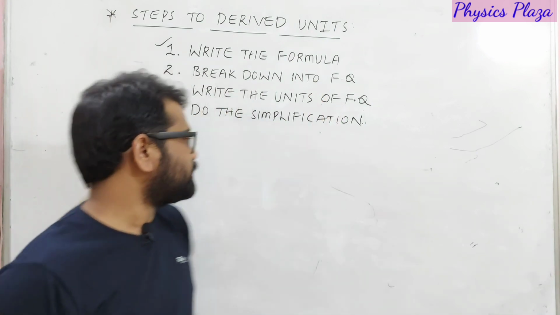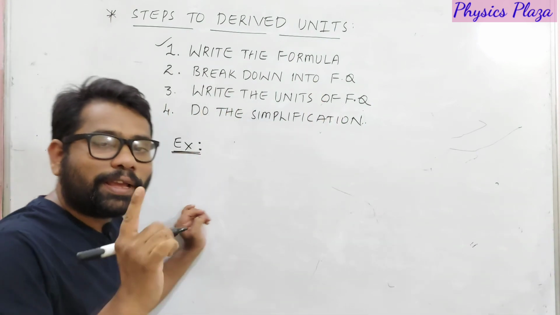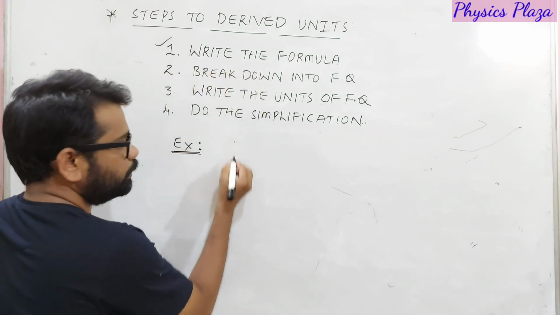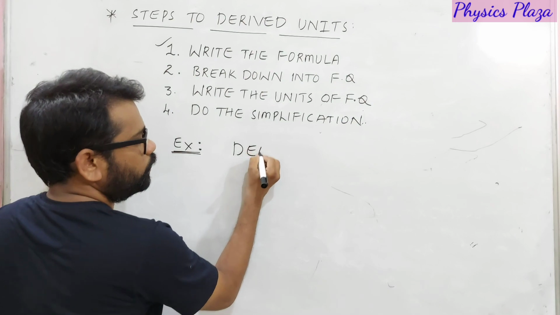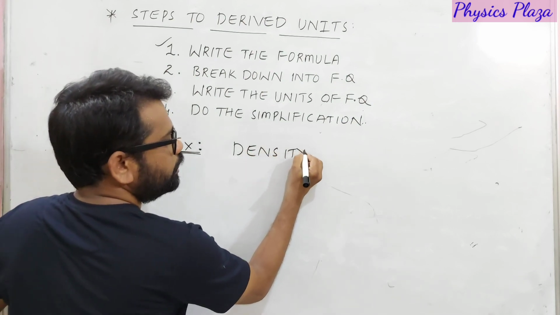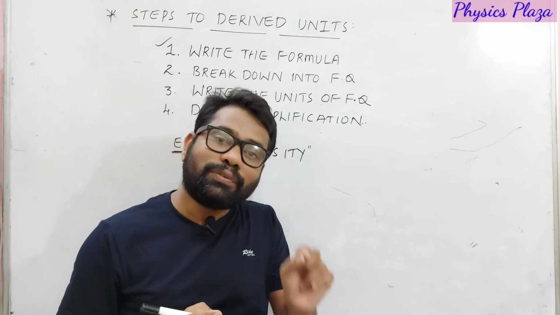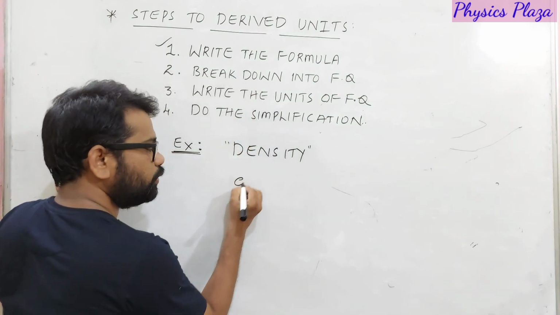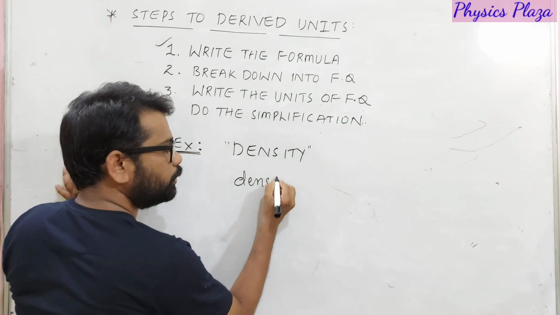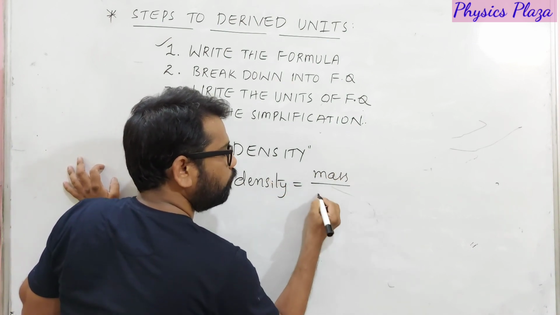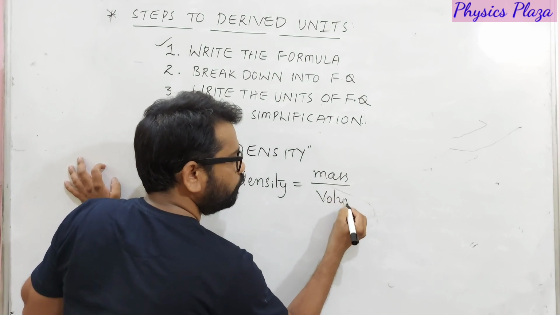The best example, let us see, children. Now let us see one example in order to understand how to write the derived units. First we will take density. We will try to write the units of density. So the first step, what do we have to do? We have to write the formula of density. Children, we know that density is equal to mass by volume.